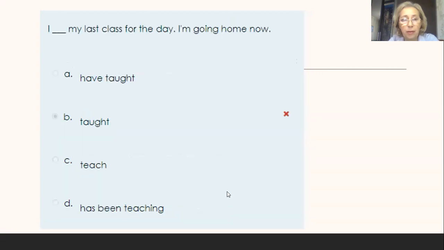So the next one is: I'm... my last class for the day. I'm going home now. So there is the information about the result that we have by now. So if we are speaking about the result, that something has finished, we should use the present perfect tense. So we should say, yes, I have taught my last class for the day. Yes, I have nothing to do.